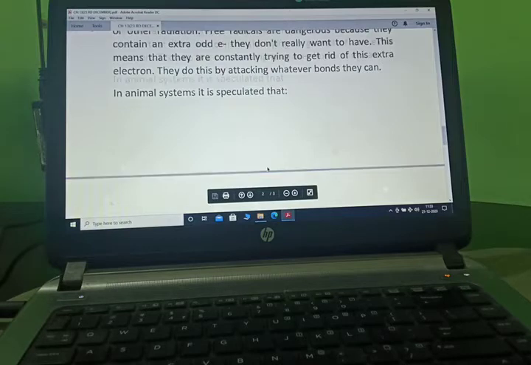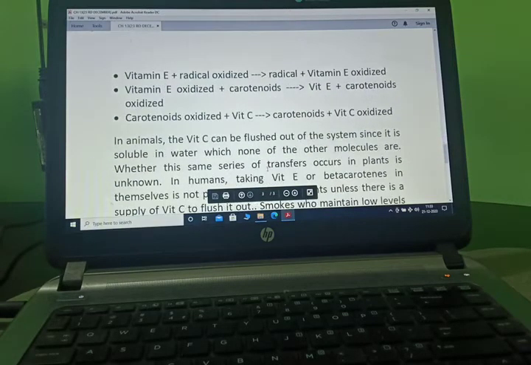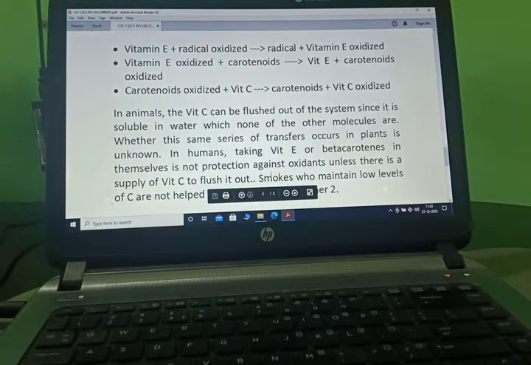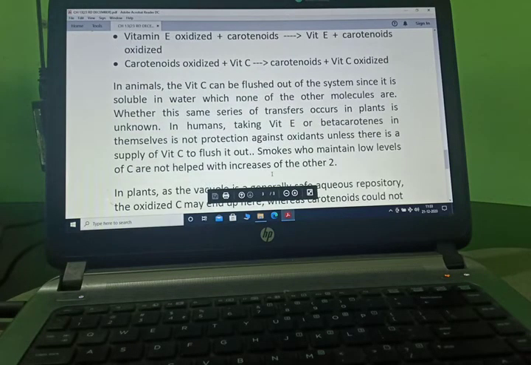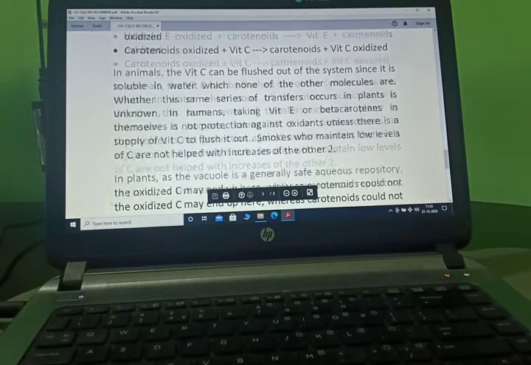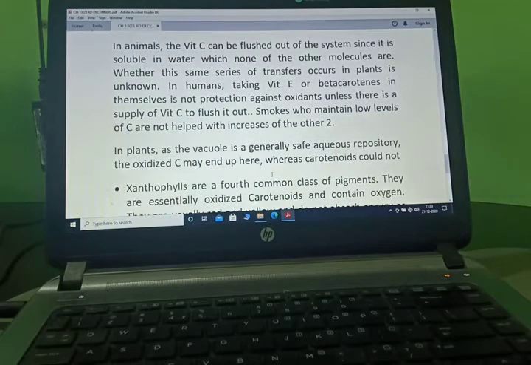In animal systems, it is speculated that vitamin E plus radical gives oxidized vitamin E plus a neutralized radical. Oxidized vitamin E plus carotenoid gives vitamin E plus oxidized carotenoid. Oxidized carotenoid plus vitamin C gives carotenoid plus oxidized vitamin C. In animals, vitamin C can be flushed out of the system since it is soluble in water, which the other molecules are not. Whether this same series of transfers occurs in plants is unknown.